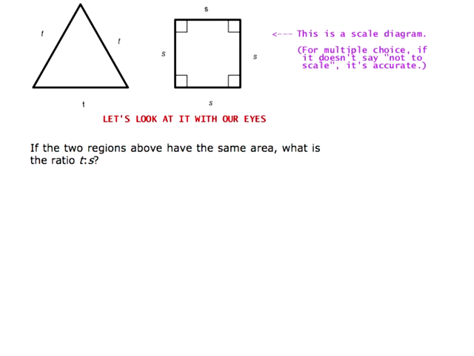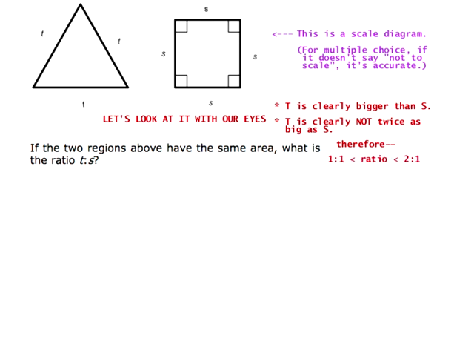It's clearly less than 2 to 1. So T is clearly bigger than S. But also, just as clearly, T is very clearly not twice as big as S. Which means that the ratio has got to be more than 1 to 1, but it's got to be less than 2 to 1.